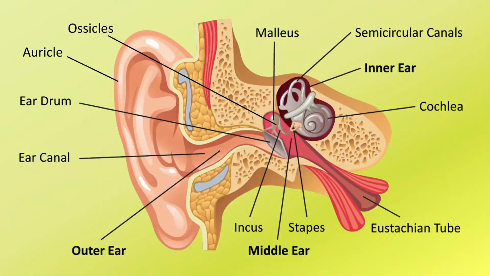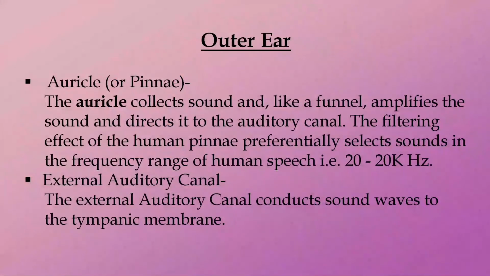This is a diagram of human ear. The outermost part is the auricle, then comes the ear canal or auditory canal which leads to the eardrum. Middle ear has eustachian tube and ossicles. Ossicles consists of three bones called malleus, incus and stapes. Inner ear has cochlea and semicircular canals. Now, we are going to study briefly each one of them. Let's start with the outer ear.